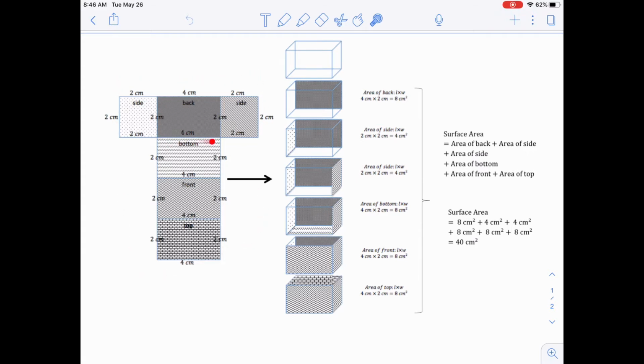Then we can find the area of each individual face, and then we'll add them together. If you look, the area of the back is 4 times 2, which is 8 centimeters squared. Here's the area of the back. We have the length times the width, 4 times 2. So you could find the surface area using a net if you can't quite figure out what the surface area is just looking at the figure. So we're going to try a couple of these in our workbook.